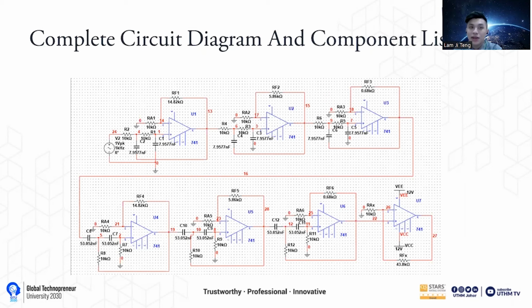Okay, let me explain the complete circuit diagram and also the component list. First of all, we need to design three second order low pass active filters, and then we connect them to three second order high pass filters, and then finally we connect it to a non-inverting amplifier. And then we see the component list.